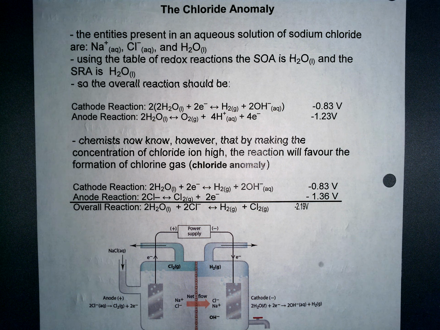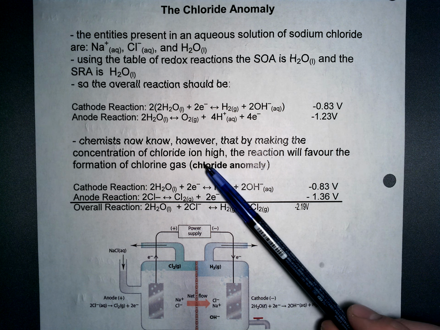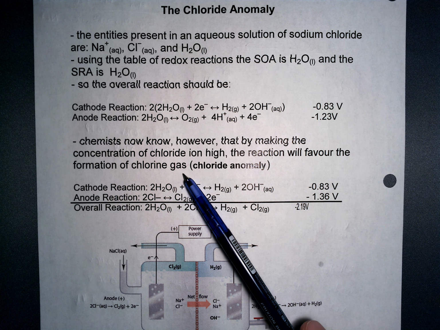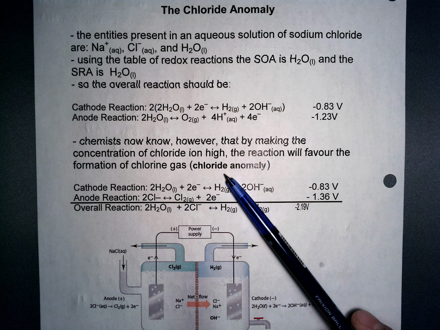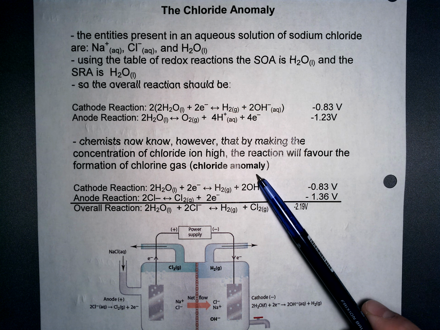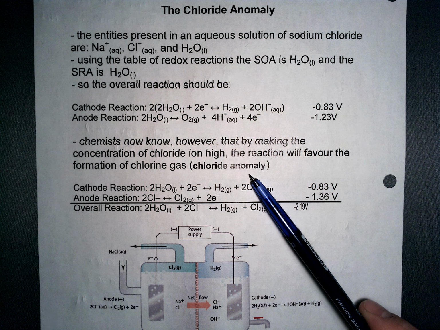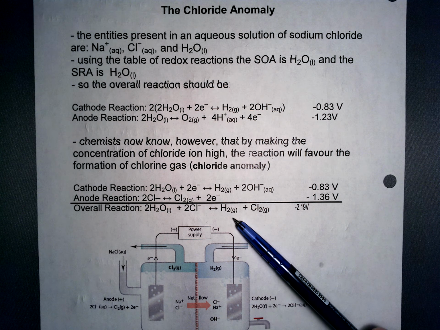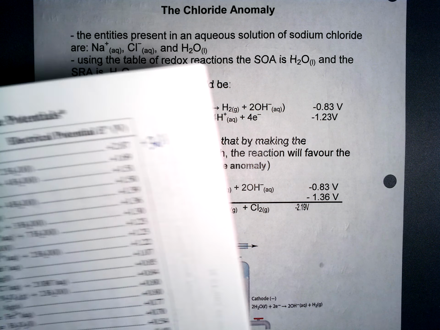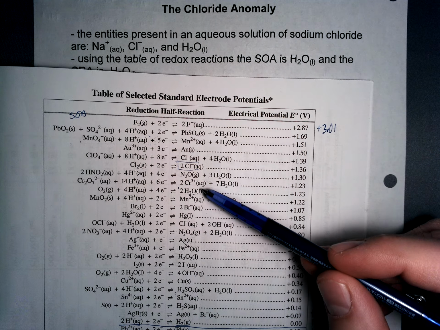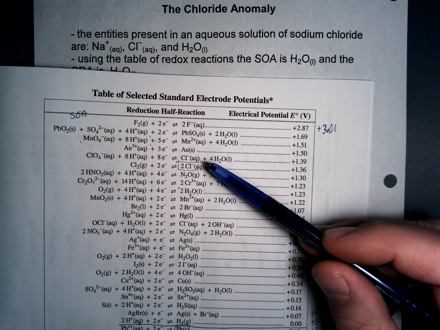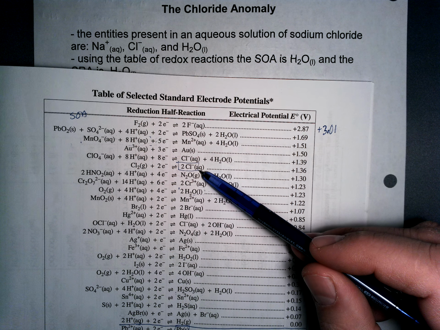Okay, but chemists know, however, that by making the concentration of chloride ions high, the reaction will actually favor the formation of chlorine gas. So they found this out and they called it the chloride anomaly. So even though chlorine is above water as the strongest reducing agent, so here's chloride and that's water. So you'd think that water would be our strongest reducing agent. Okay, this is the one exception, the chloride anomaly.